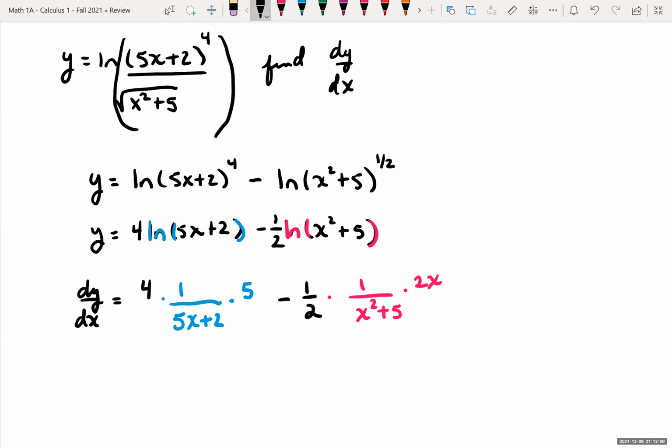So we can clean it up a little bit. We have in our first fraction 4 times 1 times 5, so that's 20 all over 5x plus 2. And notice that this 2 here from the 1/2 cancels with that 2x. So we have minus x all over x squared plus 5.